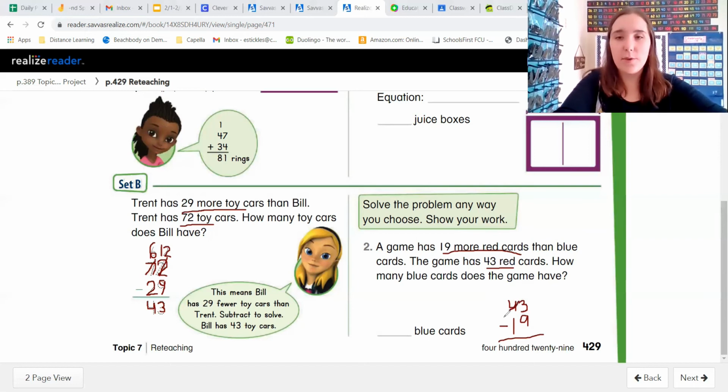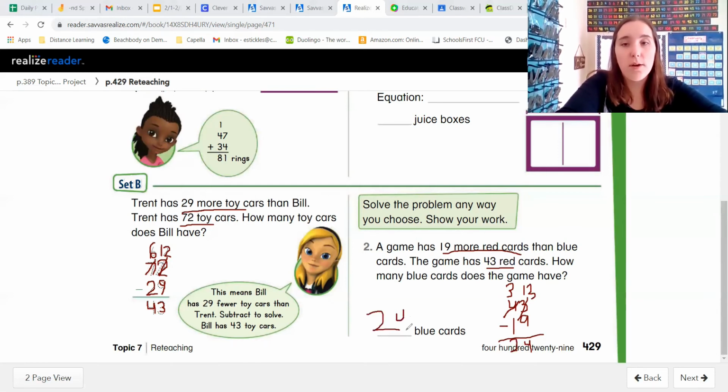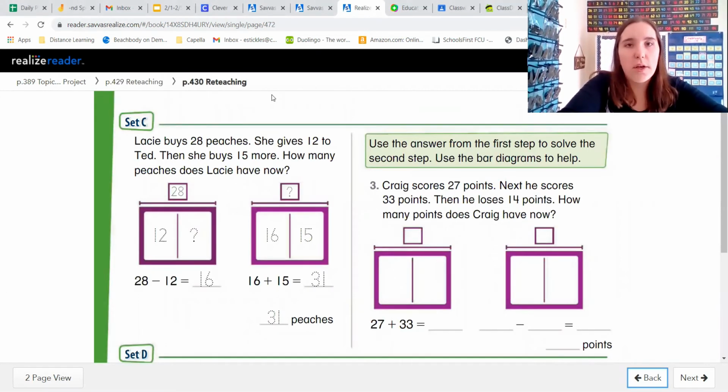I can't take 9 from 3, so I'm going to regroup. 3 tens, 13 ones. I know that 13 minus 9 equals 4. And then 3 tens minus 1 equals 2 tens. So there are only 24 blue cards in this game. Let's turn the page. Okay, we're going to look at the left side of our page first.